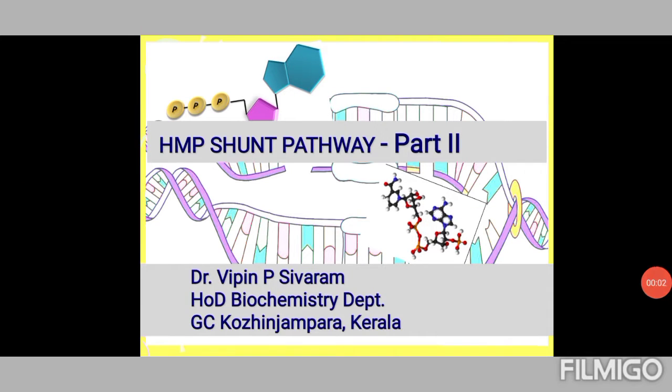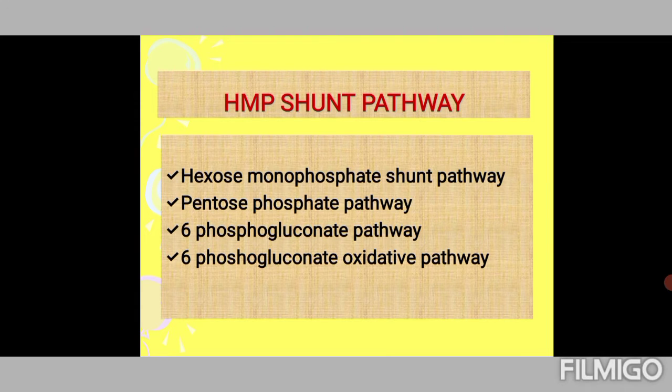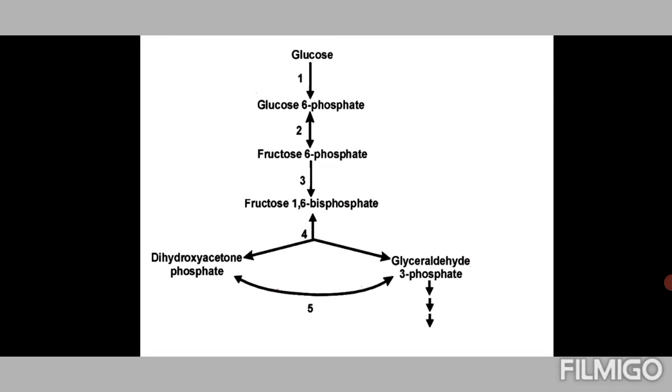So let's start. HMP shunt pathway part second. HMP is the hexose monophosphate shunt pathway because hexoses are involved. Pentose phosphate pathway because pentoses are involved, and 6-phosphogluconate oxidative pathway because this particular substrate 6-phosphogluconate is also involved.